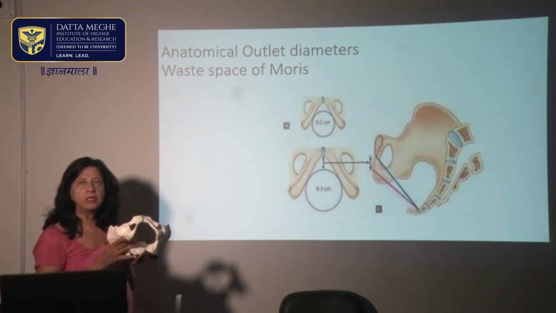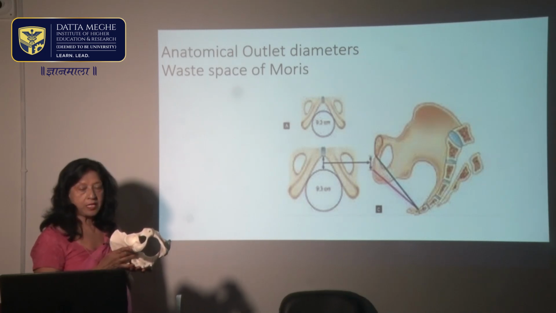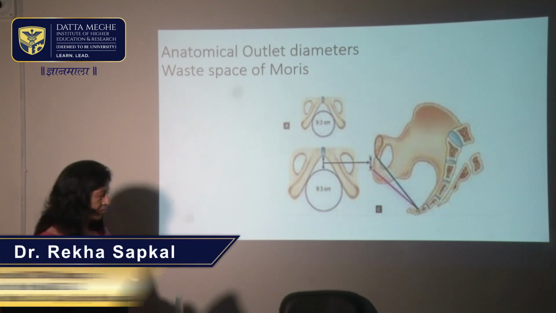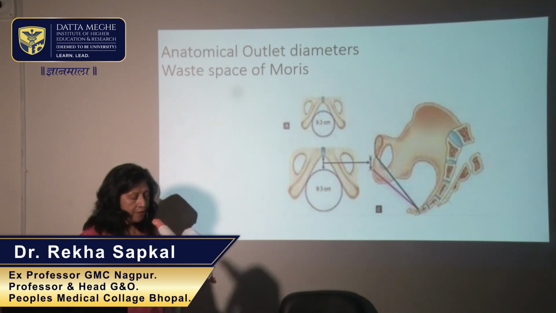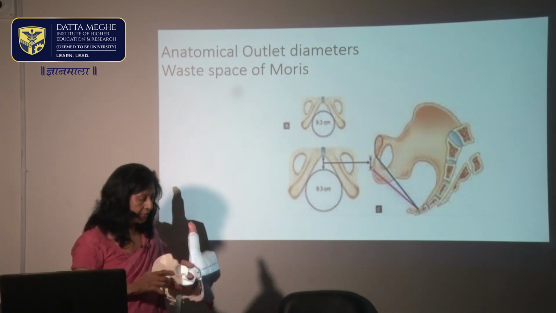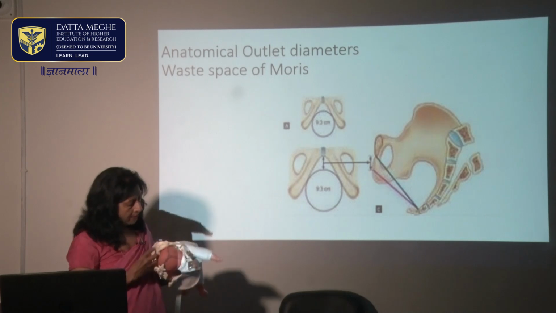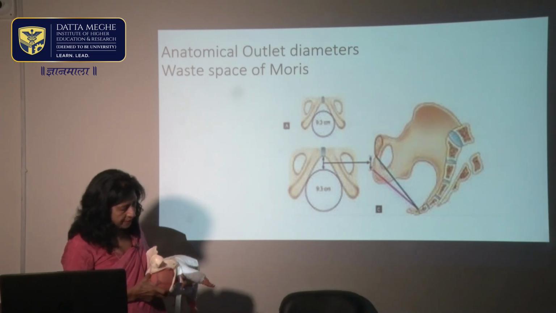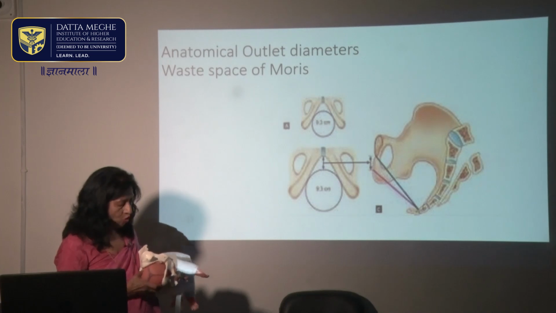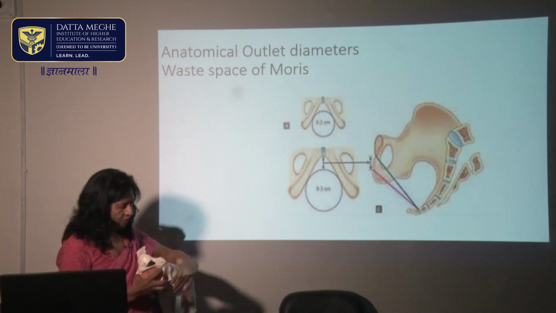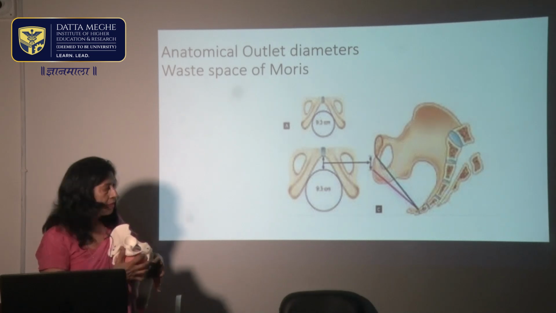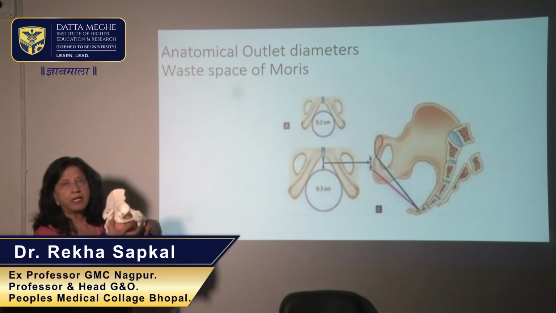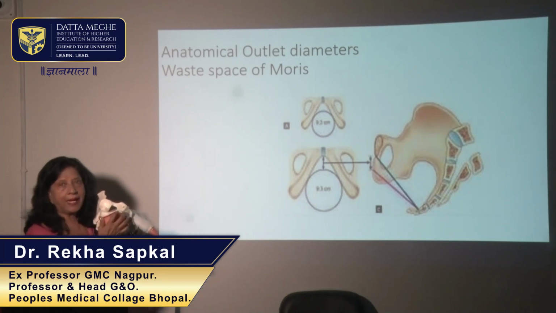There is one more terminology which is used, that is waist space of Morris in the pelvis. It is the space which is available for the fetal head in labor. Okay? So, when the head is born outside, if this space is normal, then there is a gap of 1 centimeter below the pubic symphysis. That gap is below the pubic angle and it protects the urethra normally.